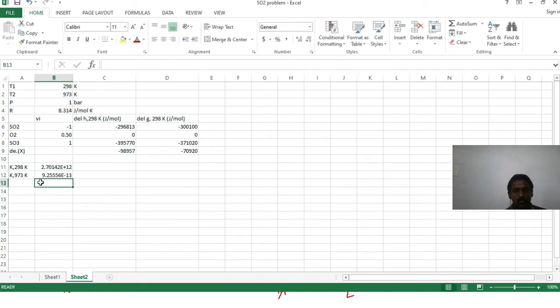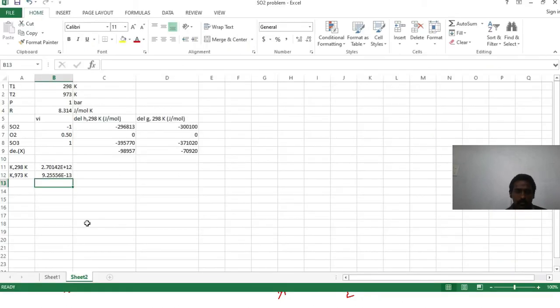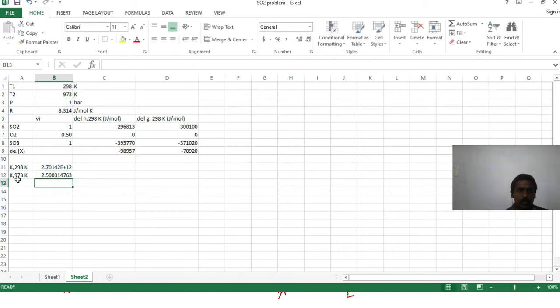What we have determined just now is only this term, but I have to multiply by K1. Therefore, let me multiply K1 here. Our K1 is K at 298 Kelvin. This value multiplied by the whole term, I will get the K value at 973 Kelvin. Now we have successfully calculated K at 973 Kelvin.